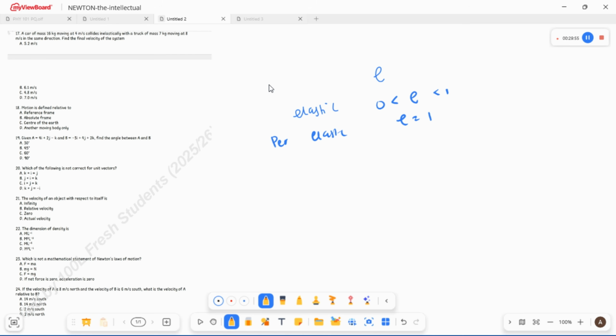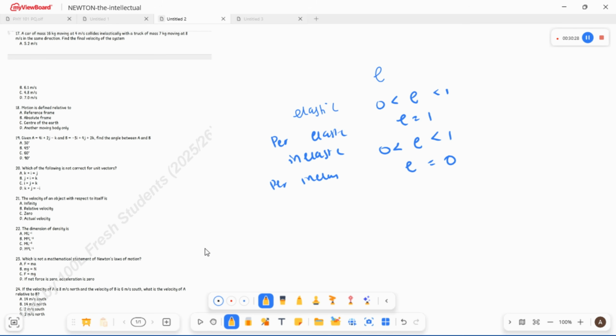Because for the both of them, both momentum and kinetic energy are conserved. The bodies do not stick together. But the coefficient of restitution for the both of them is different. For E now, E can be 0.8, 0.7. But for perfectly elastic, it is always equal to 1. Then we have inelastic collision, right? For inelastic collision, the coefficient of restitution is also less than 1 and greater than 0. But for perfectly inelastic, the coefficient of restitution is always 0. Do you understand? So now let's solve this question.